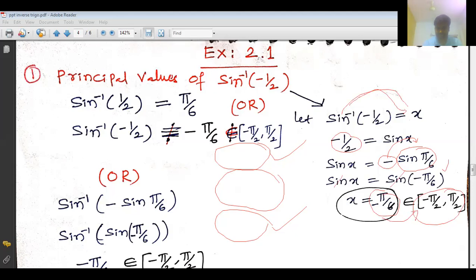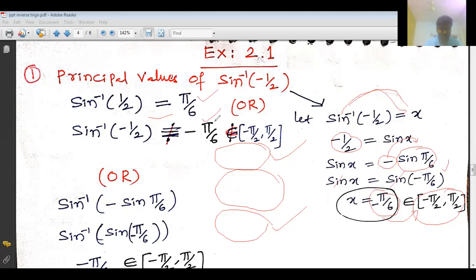Yes, because this minus 30 lies in between minus pi by 2 to pi by 2, minus 90 to plus 90, it lies. Okay, like this we can solve, or directly also we can say the answer for this. Sine inverse of 1 by 2 is generally pi by 6, correct? What about sine inverse of minus 1 by 2? Minus pi by 6, correct?